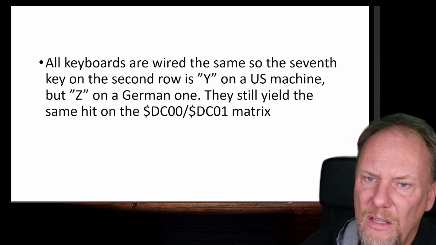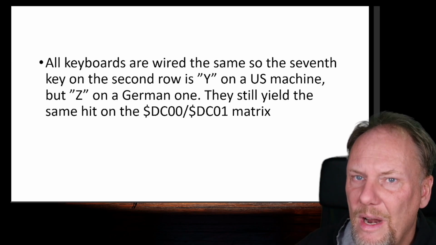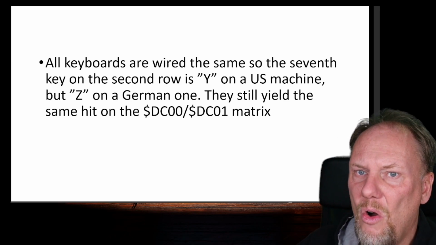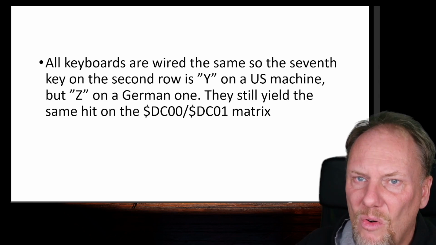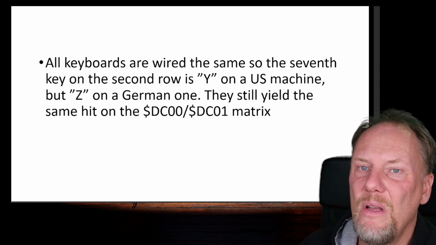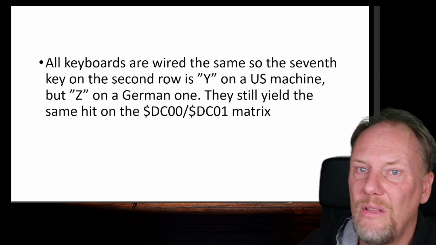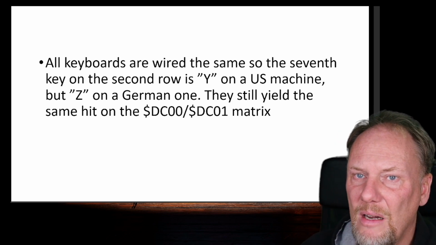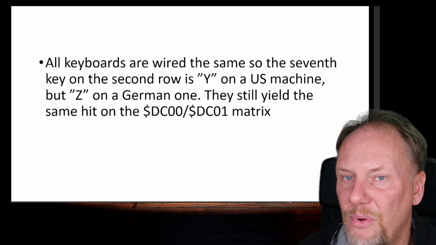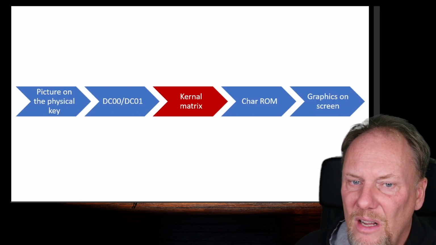So, and again, I just like to ensure that you get the difference here, that whatever picture you see on the keyboard doesn't matter. They are all sort of electrically the same. You need to ensure that the DC00 and DC01 is converted into something that corresponds to what is actually printed on the keys. And this is done using the kernel matrix.